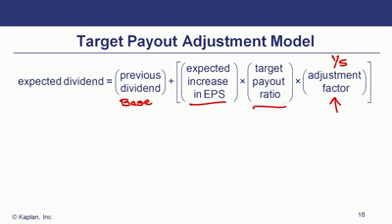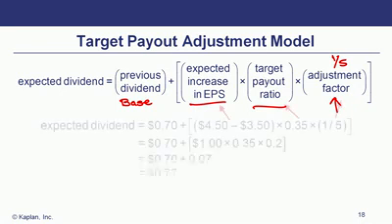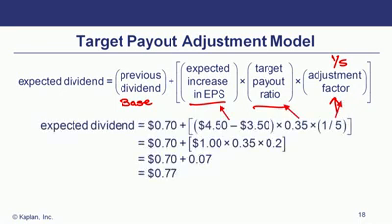The second factor is simply the target level. We say 35%. All right, so let's look at the data as given to us. Once again, last year's dividend was 70 cents, and then we go with 450, which is the new earnings, minus 350, the old earnings. So that is again the $1 increase in earnings per share that we talked about. The target payout ratio given to us is 35%, and the adjustment factor is 1/5. So we are trying to smooth it out.